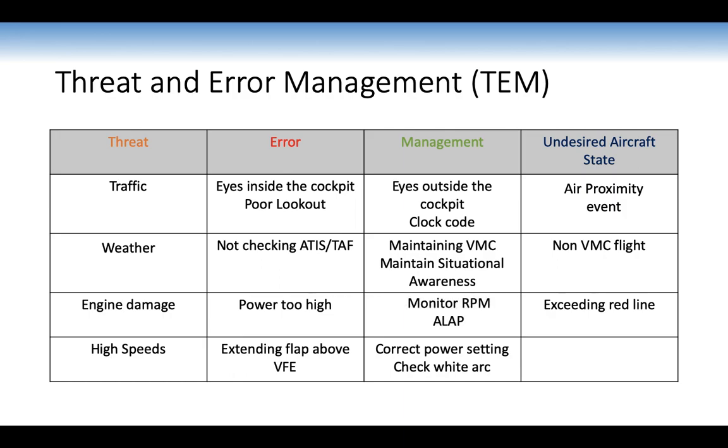Threat of high speeds, extending flap above VFE. Check power setting, check white arc, and the undesired aircraft state will be airframe damage. So that's really important. You verbalise that white arc as well. And these are 4 threats, certainly not limited to these 4. There's certainly a lot more threats that exist. So make sure you're aware and you're safe in flight.